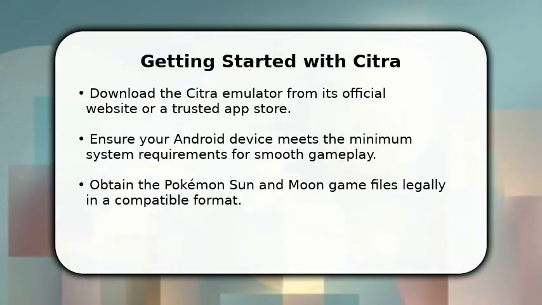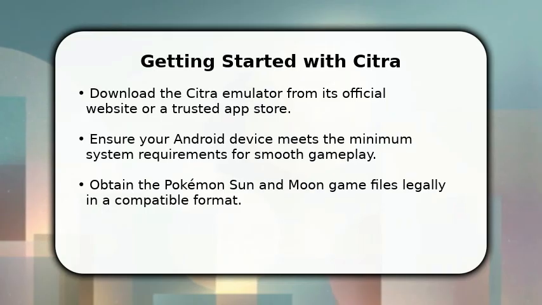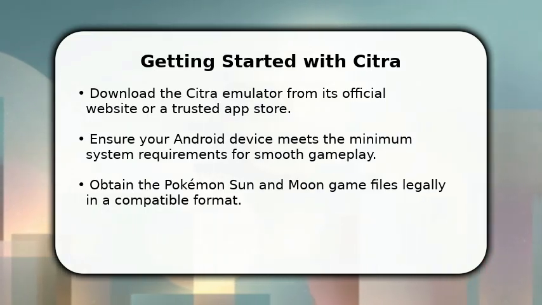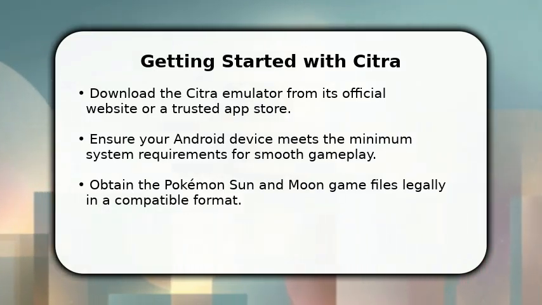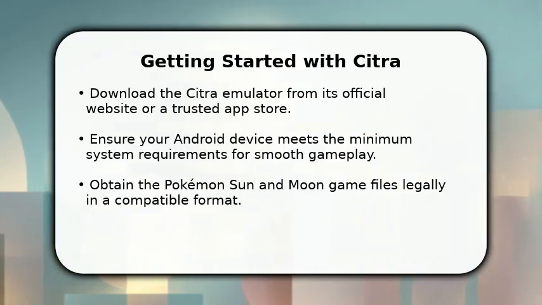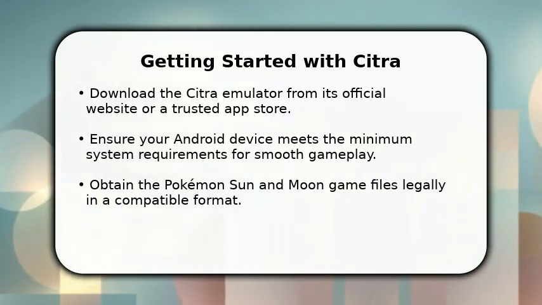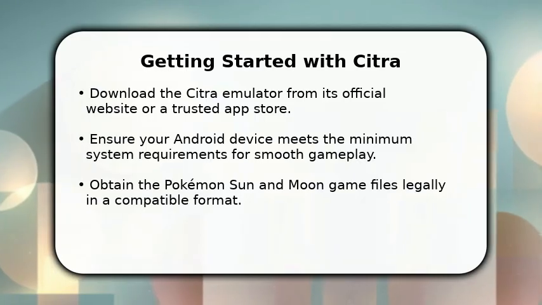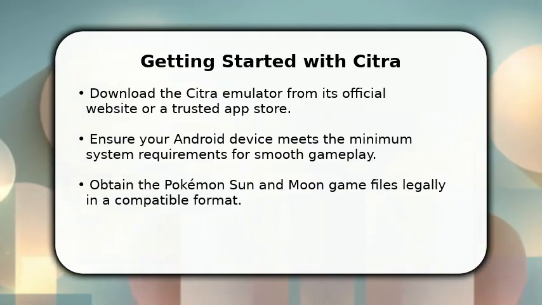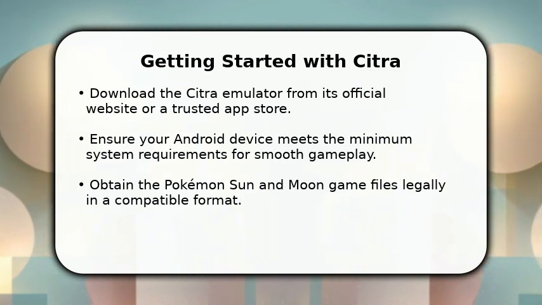In this video, I will show you how to play Pokémon Sun and Moon on Android using Citra. First, you'll want to download the Citra emulator. Make sure to get it from a reliable source, like its official website or a reputable app store. It's also important to check that your Android device meets the necessary system requirements for the best experience. Finally, legally acquire your Pokémon Sun and Moon game files in a format that Citra can read. These initial steps are crucial for a smooth start to your Alola adventure.